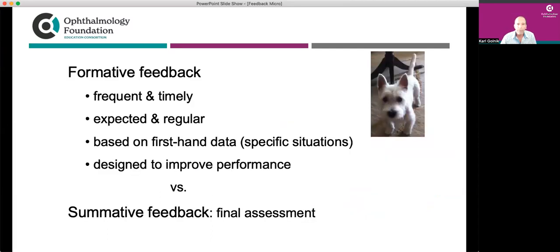Formative feedback should be frequent and timely. If your dog pees on the rug, you don't scold your dog a week later and say, bad dog, you do it right then. It should be expected and regular, not just once in a great while. It should be based, if possible, on firsthand data and specific situations, and should be designed to improve performance of the student. That's what we're trying to do as educators, versus the summative feedback, have they passed or not.